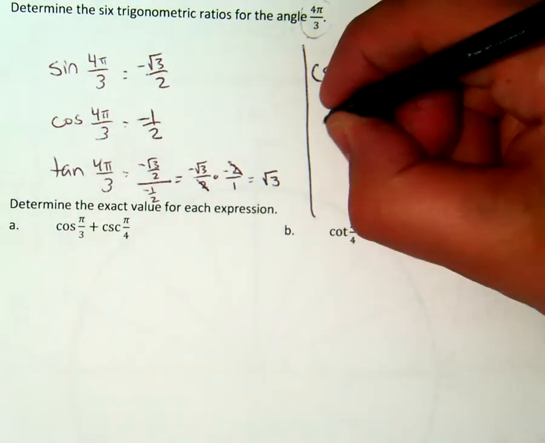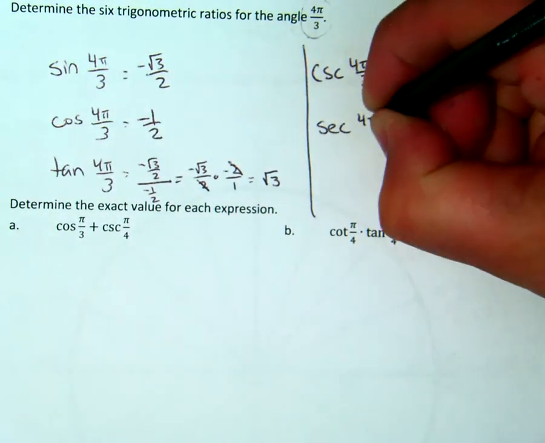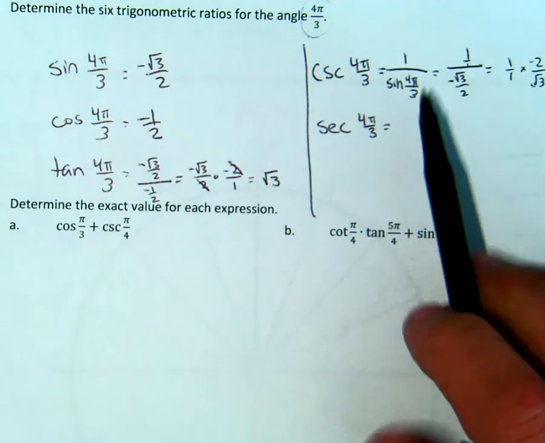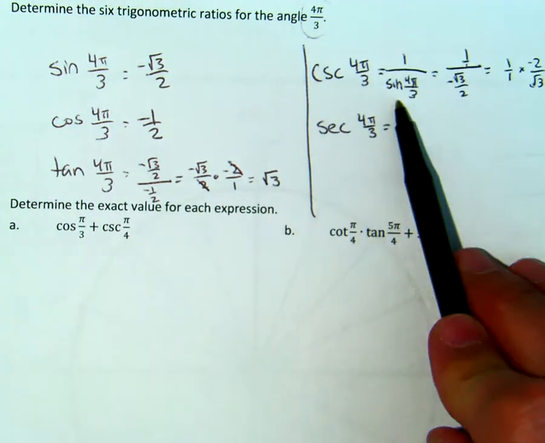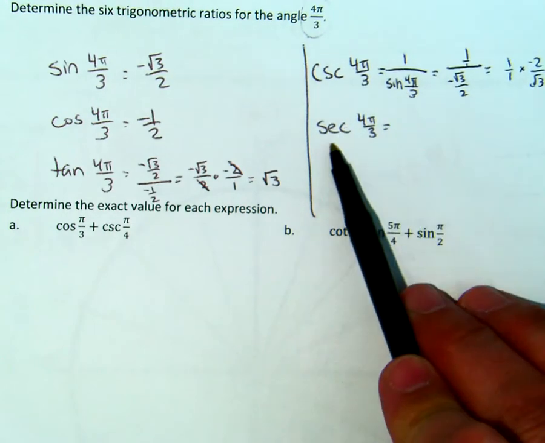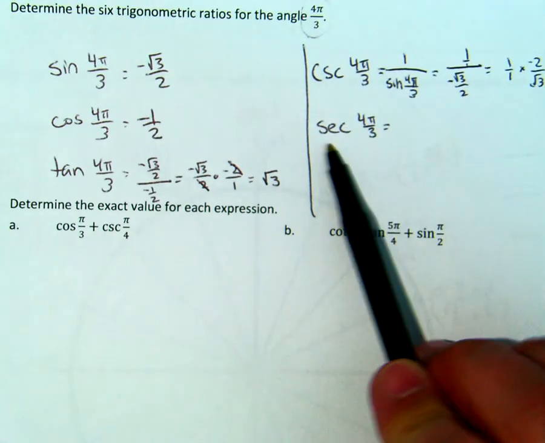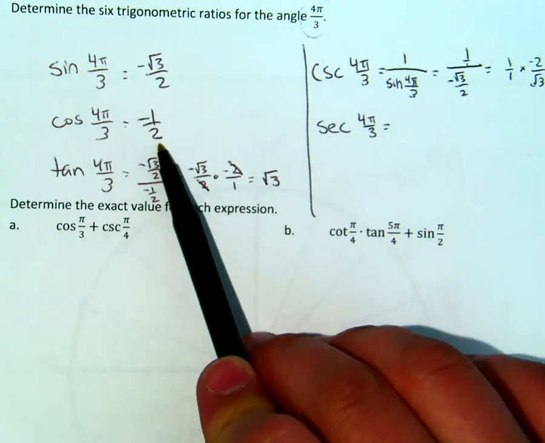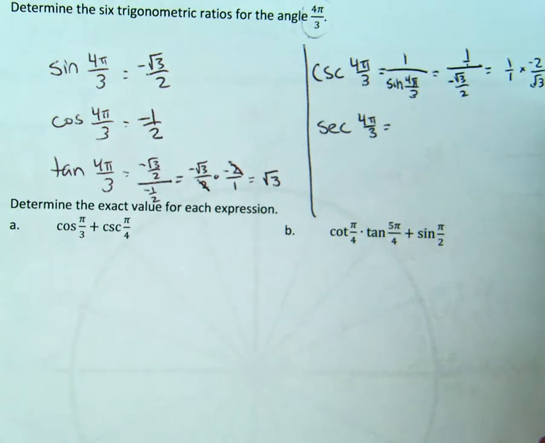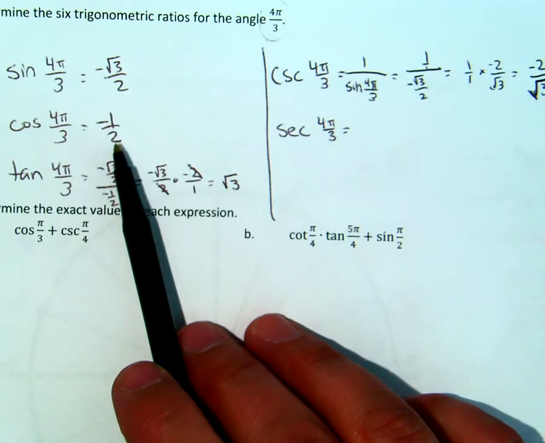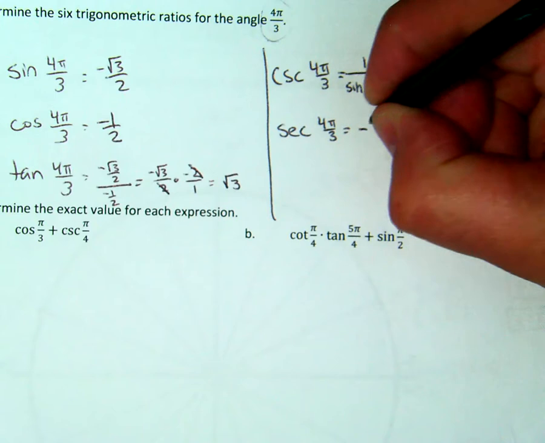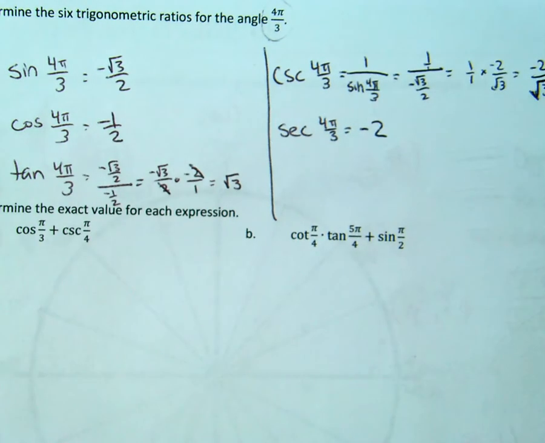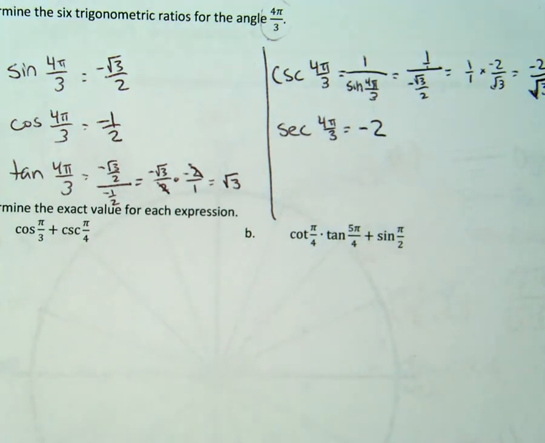For secant, same idea. It's 4 pi over 3. And I'd like to skip this step. Since cosecant and sine are just reciprocals of each other, and secant and cos are just reciprocals of each other, let's just take the reciprocal. There's no need to go through this whole long process every time. So the reciprocal of negative 1/2 will just be negative 2. Okay, does that make sense?